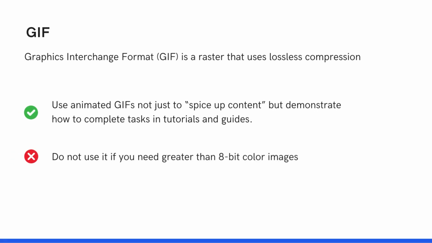Next one is GIF. Graphic Interchange Format is a raster format again that uses lossless compression. Use animated GIFs not just to spice up content, but to demonstrate how to complete tasks in tutorials and guides. I'm sure that when you have checked a lot of websites, you see the animated tutorials or pictures that show, for example, open a menu, go here, go there, and do this, do that. They are mostly GIFs. Do not use it if you need greater than 8-bit color images.